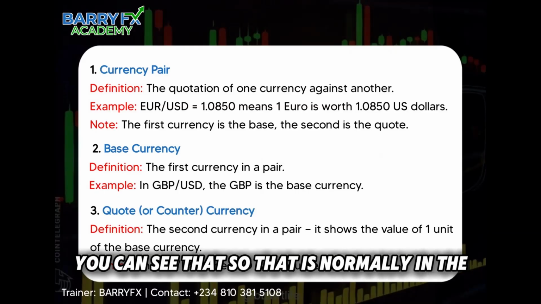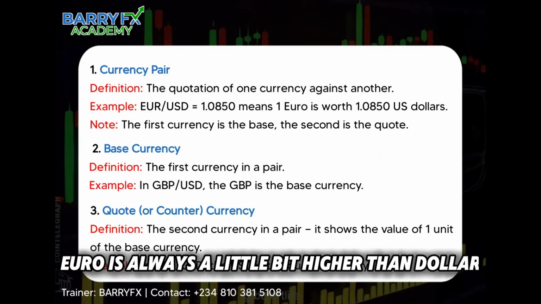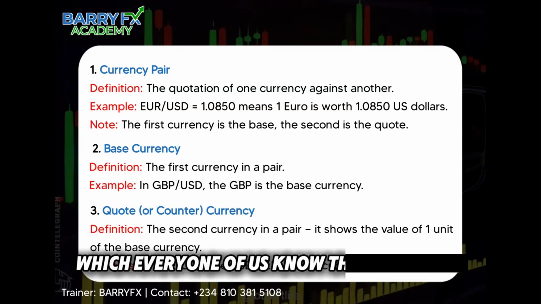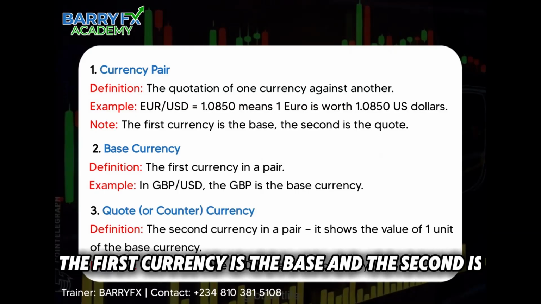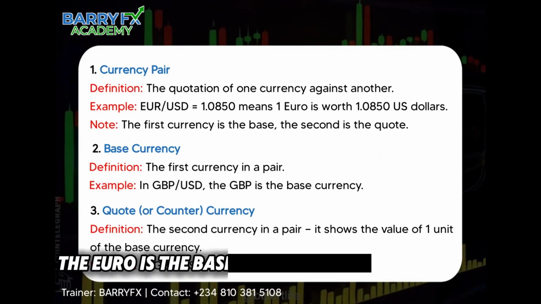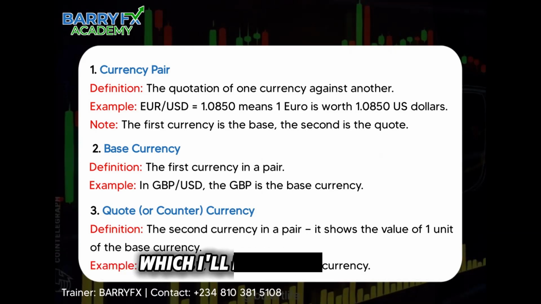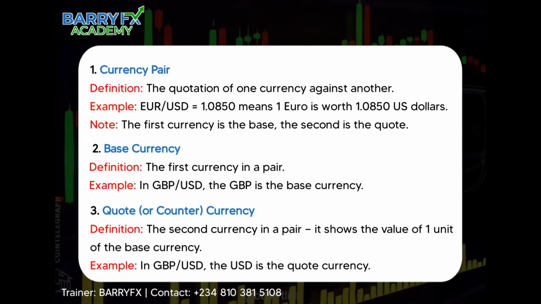Normally, the euro is always a little bit higher than the dollar, which every one of us knows. The first currency is the base and the second is the quote currency, which you can see here. The euro is the base currency and the USD is the quote currency, which I'll also be explaining.